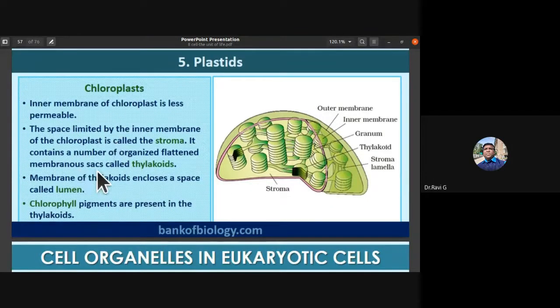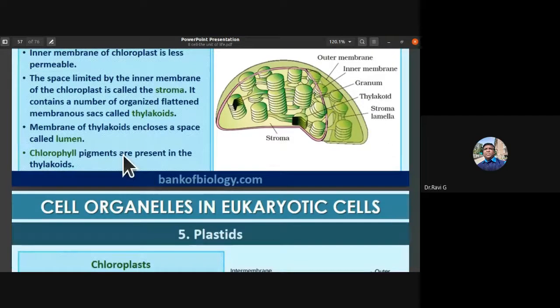What does the stroma contain? It contains a number of organized, flattened membranous sacs. These are coin-like structures. They are called thylakoids. These thylakoids are arranged one above the other like a pile of coins. We call that entire group a granum. So the stroma contains the flattened membranous sacs which are called thylakoids, and the thylakoids are arranged one above the other to form a granum.